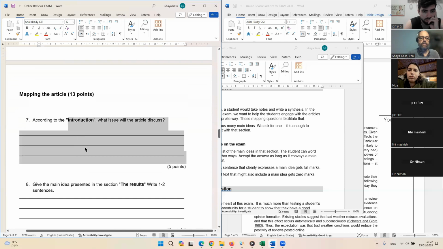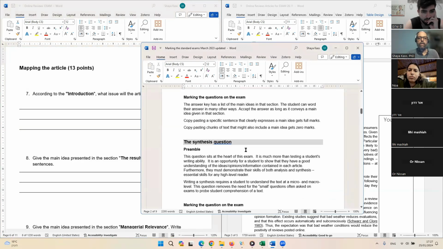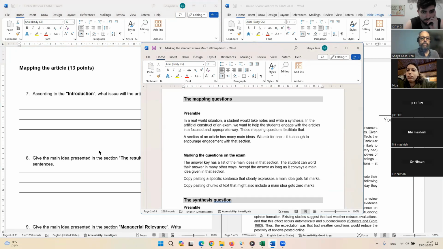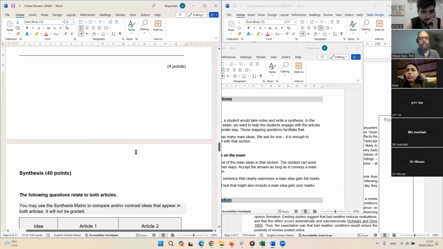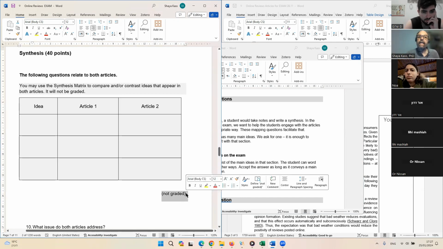Again, introduction and the results. So that's the first part of the exam. Then we give you what's here, called the synthesis matrix. We taught it in class. If you haven't come to class and you don't know how to use this, don't worry about it. It's not graded. It's to help you, but if you know how to use it, great. If you learn how to use it, go right ahead.